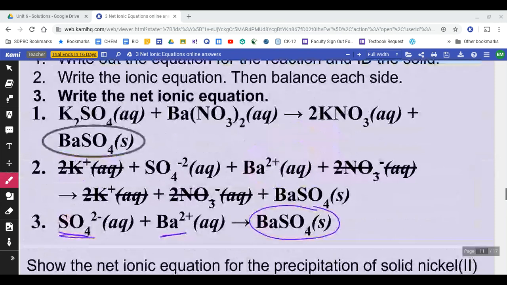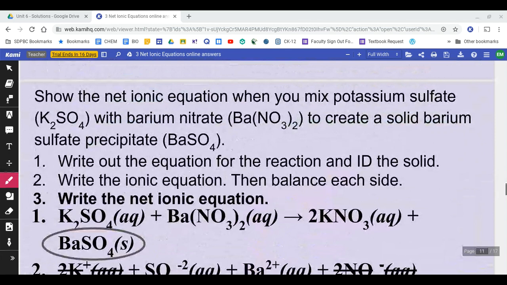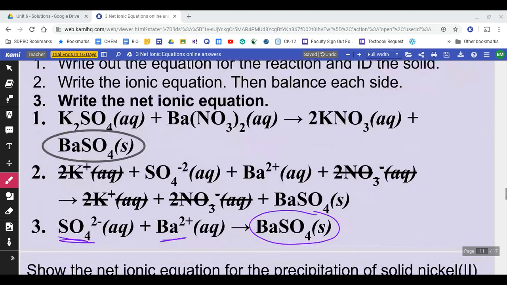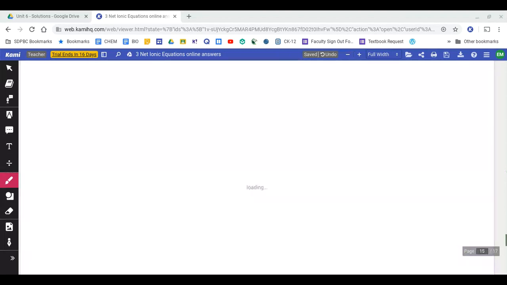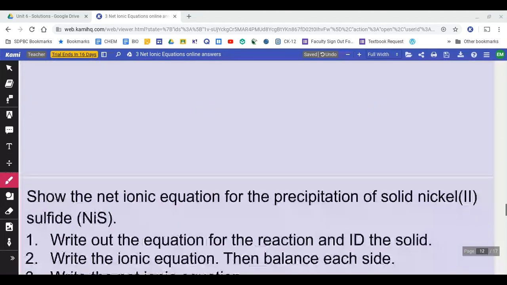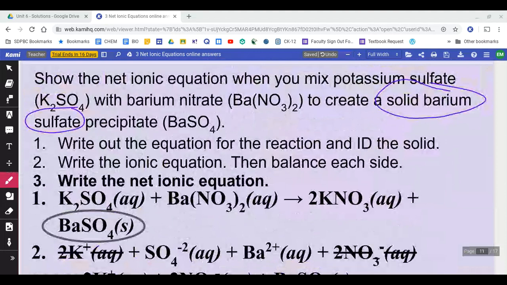So going back to one of the previous problems, like this one right here, they actually told us what the solid was, barium sulfate. So we can figure out immediately that it's just Ba and SO4 to make BaSO4. So you don't actually have to do steps 1 and 2 with problems like this. If you do more advanced ionic equations, a lot of times they'll give you 2 reactants and they'll expect you to figure out what the solid is on your own.